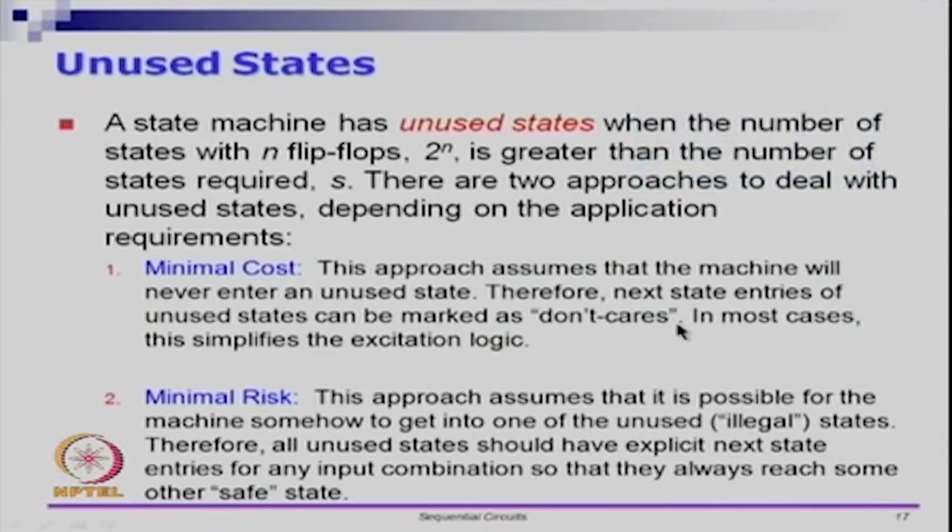So in this whole setup it is possible that there are unused states. If I have n flip flops, it can actually represent 2 power n different states, but you may not have 2 power n different states, you may have only s different states, in which case you are not using all the possible combinations of the flip flops to represent a valid state. So these unused states or the unused state vectors are a problem.